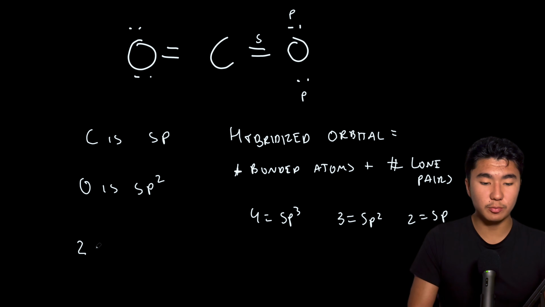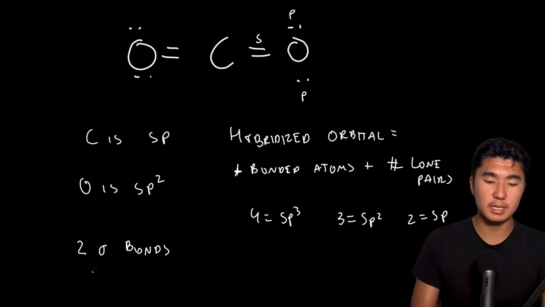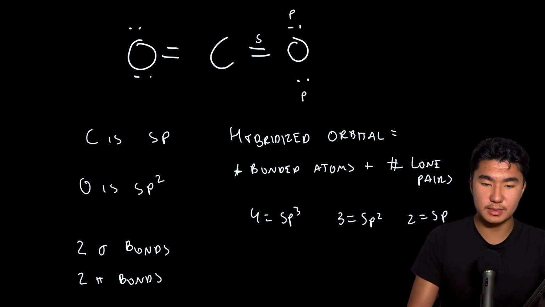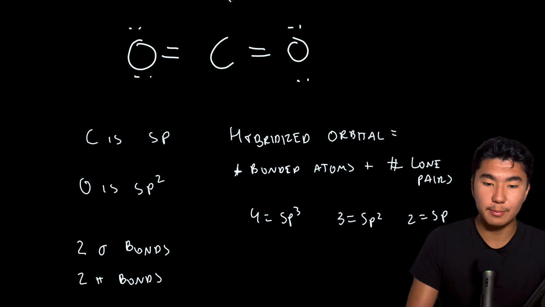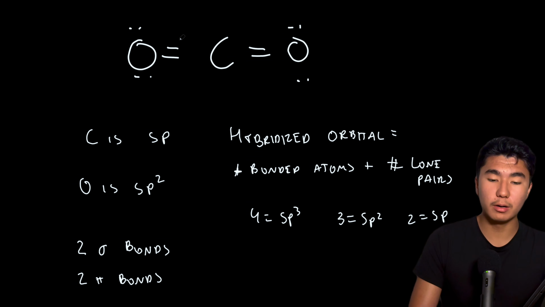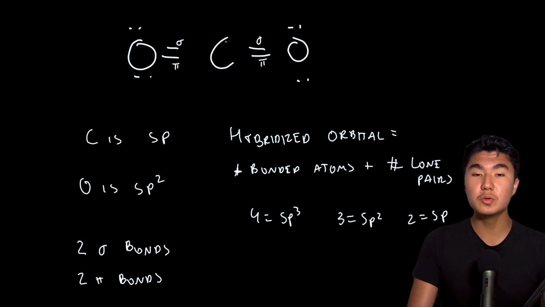So we automatically know we have 2 sigma bonds. And since we have 2 double bonds, that means we have 2 pi bonds. Because if you want to visualize it like this, and if we want to do the same sort of method we've been doing with these hybridized orbitals, you can think of one of these as our sigma bond over here, and one of these as our pi bond. And we do the same thing over here, sigma, pi, so we get 2 sigma bonds, 2 pi bonds.